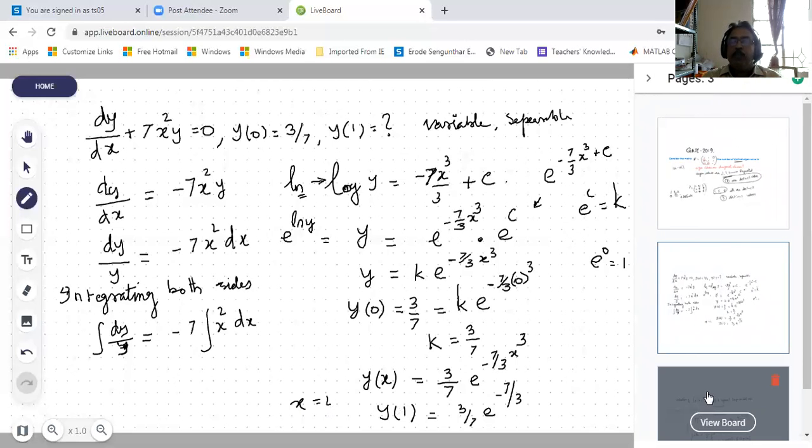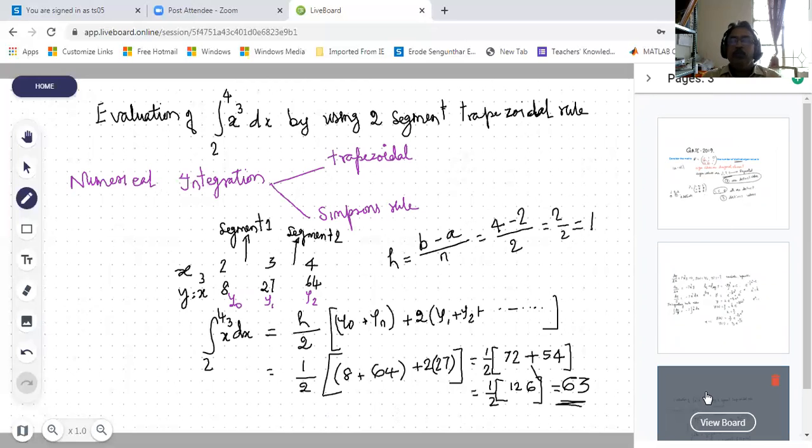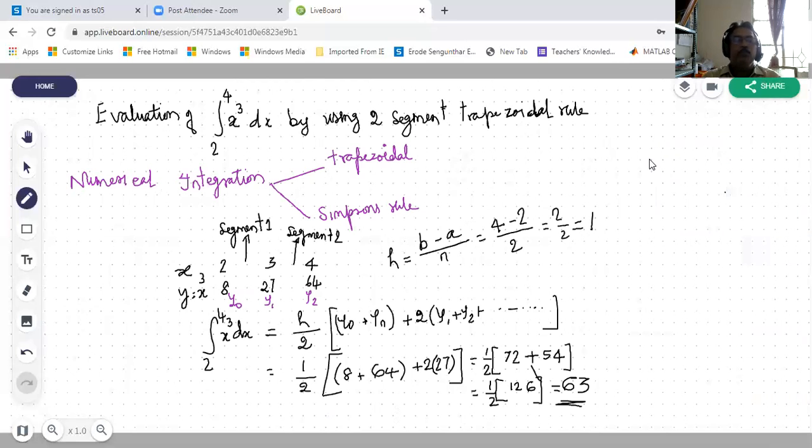Okay, right? So again coming to the next problem, evaluation of integral 2 to 4 x cube dx by using the 2-segment trapezoidal rule. What is a trapezoidal rule? How is it used? Where is it? This trapezoidal rule comes under numerical methods and numerical integration.